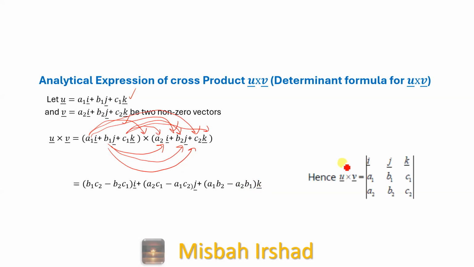And this is nothing but this determinant. So u cross v can be written in determinant form as i, j, k makes the first row. The second row consists of the components of u, the first vector, and the third row consists of the components of the second vector.